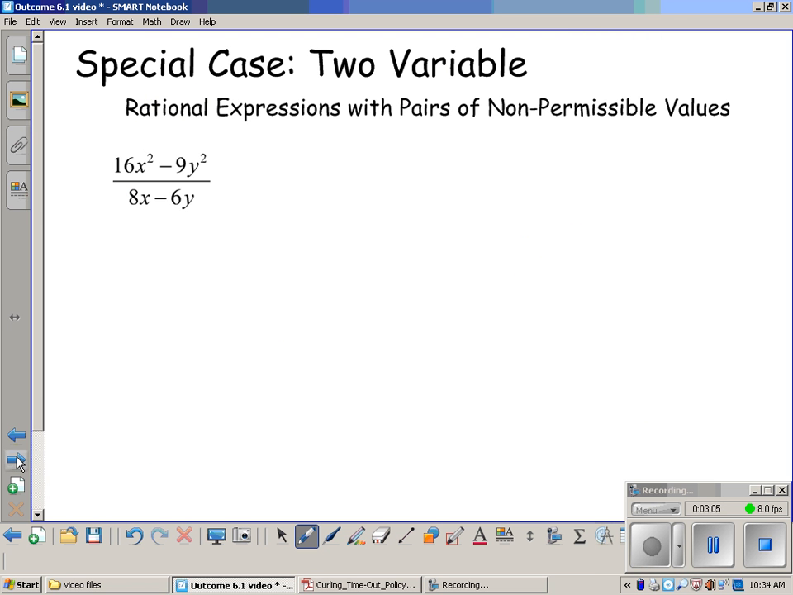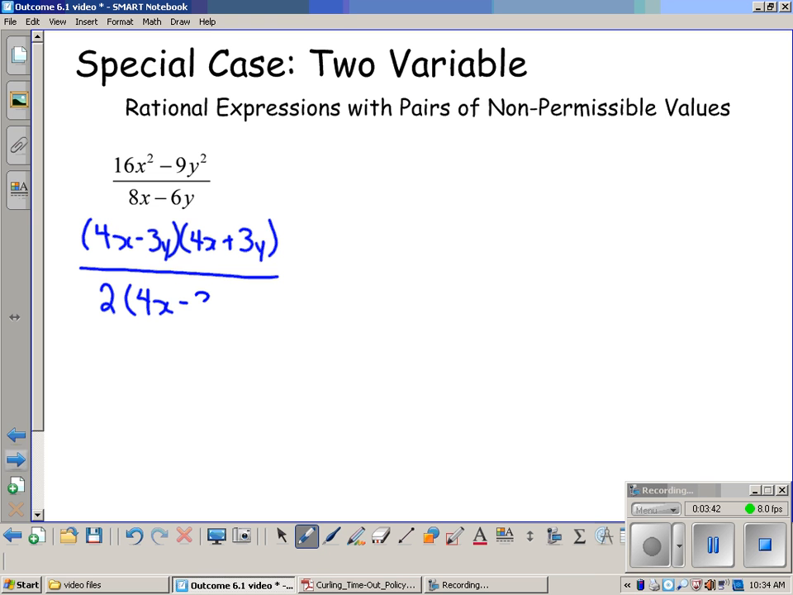The next case that we have is where we have two different variables in our numerator and denominator. So let's start by factoring both. The top is still a difference of squares because 16x squared and 9y squared are perfect squares. So that means it's going to factor into two factors, where one becomes 4x minus 3y and the other 4x plus 3y. In the bottom, I can take out a common factor of 2, leaves me 4x minus 3y.